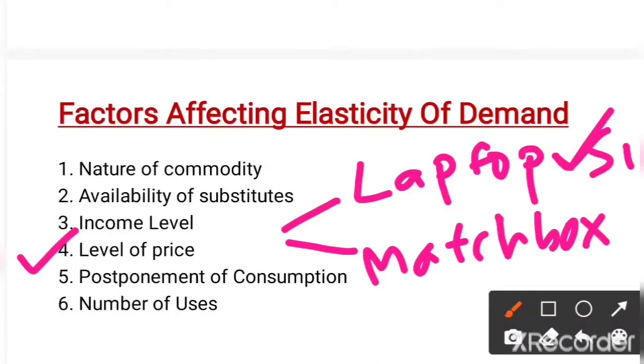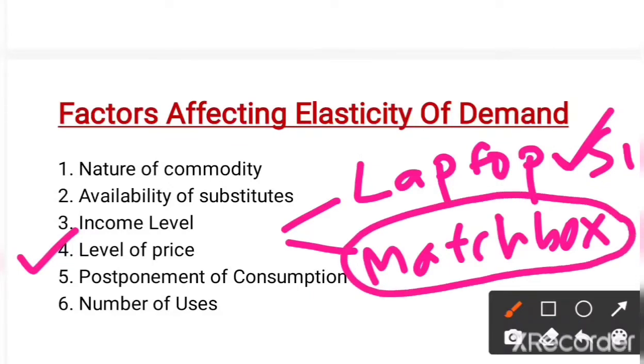So for a matchbox, what will happen? Even during the festival times, even if they decrease the price, you will not purchase a huge number of matchboxes, because it is a necessary good. In normal times also, even if the price increases, you can purchase. So for these kinds of goods, even though an offer is there, you will not purchase much. For such goods, the elasticity of demand will be less than 1, meaning inelastic. So that is the fourth factor.